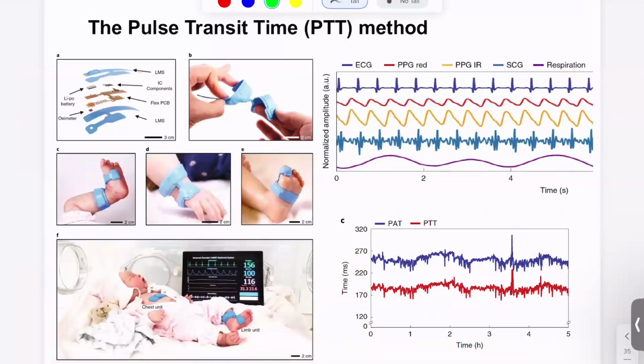This is a pair of devices we developed to use PTT to measure blood pressure. It consists of two units. There's a chest unit and a limb unit. The chest unit measures ECG and SCG, and the limb unit measures PPG. So, by using these two devices, you can get your PAT and PTT also.